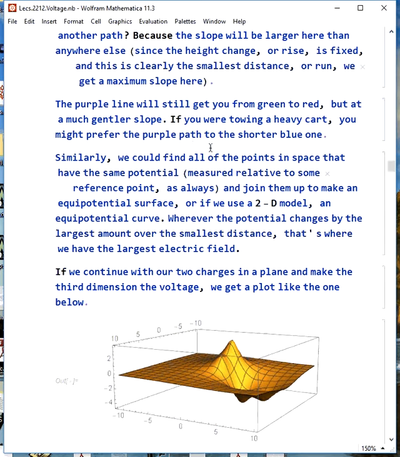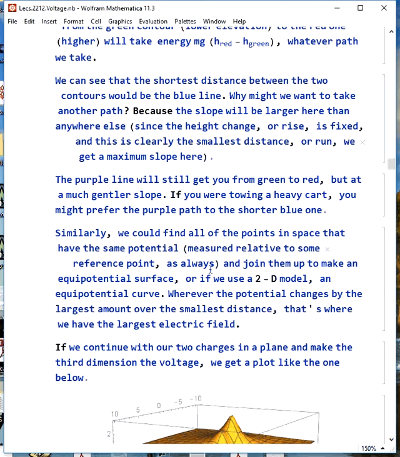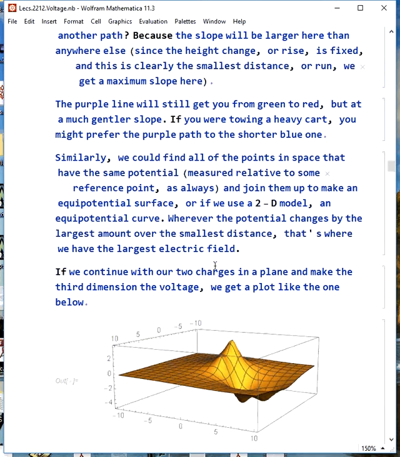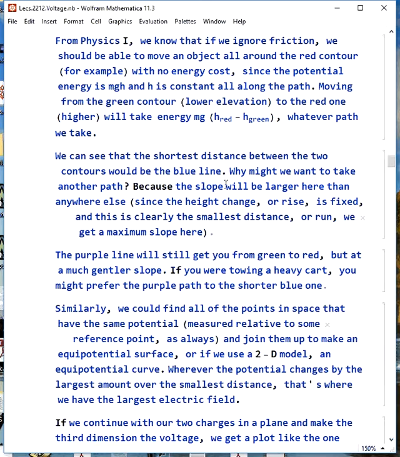Now, if we find all the points in space that have the same potential, of course, relative to the same reference point, and join them up to make an equipotential surface, or in the 2D model that we're using here, an equipotential curve, wherever the potential changes by the largest amount over the smallest distance, that's the greatest slope, and that means that's the greatest electric field. So if instead these were lines of constant voltage, here where the blue line is, the electric field would be very large. Out here where the purple line is, it would be small. Same change in voltage, much different electric field.